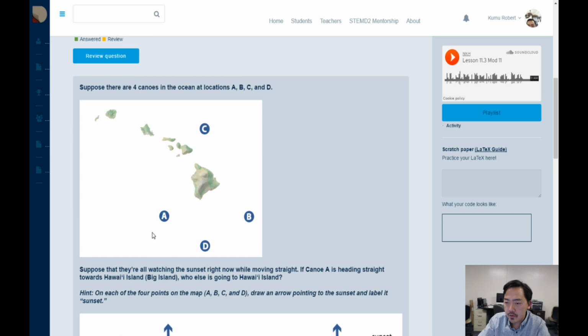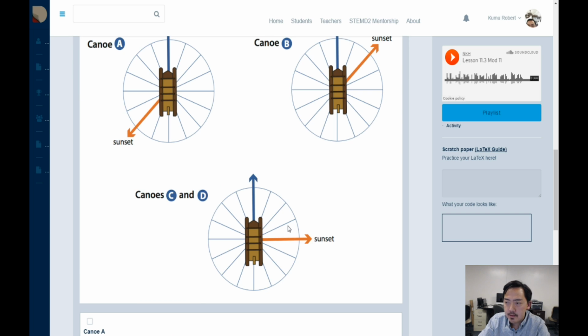So if Canoe A is over here and heading straight towards the Big Island, then Canoe B must be going in this direction, away from the Big Island. Now let's take a look at canoes C and D. They have the same diagram, so they must be going in the same direction.